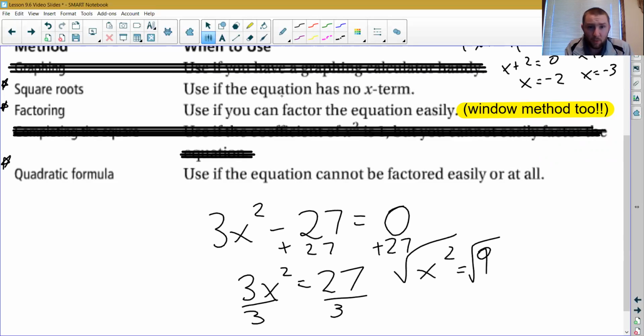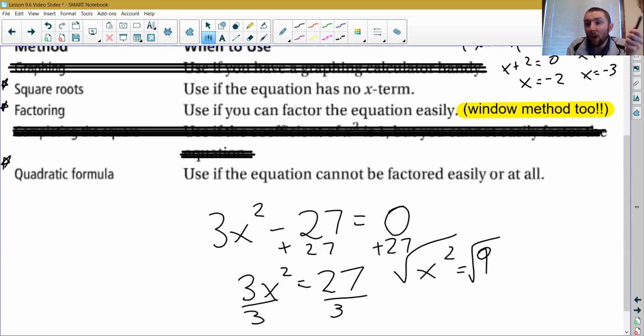So solve for square roots use if the equation has no x term, meaning the x only shows up one time, right? It's just x squared. There's no x in the equation. We can use factoring if the equation can be factored easily. Okay, and then foolproof method is the quadratic formula. Negative b, or the opposite of b, plus or minus the square root of b squared minus 4 times a times c, all of that math divided by 2 times a. Okay.